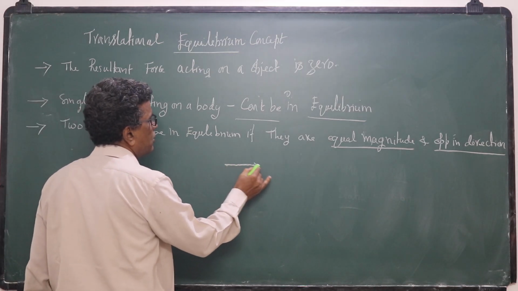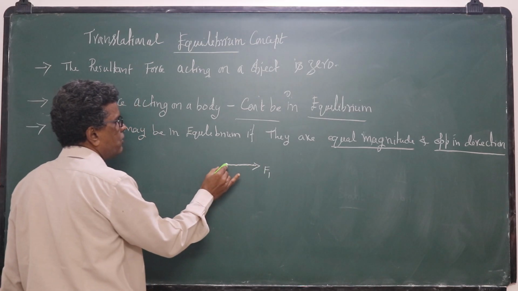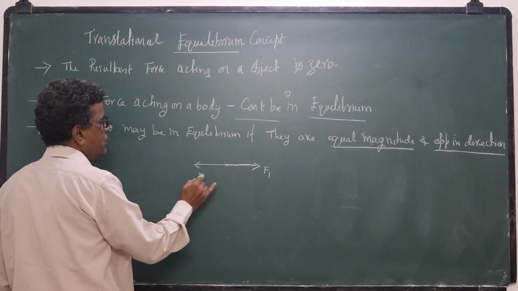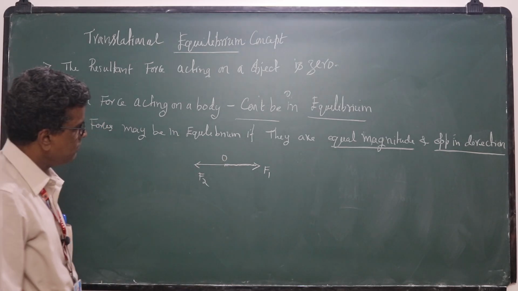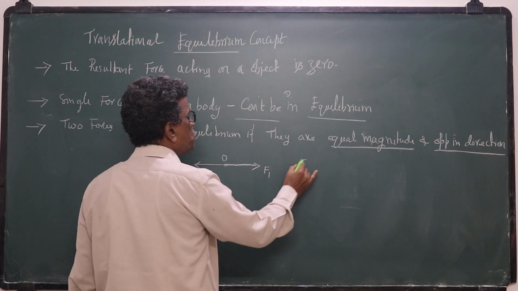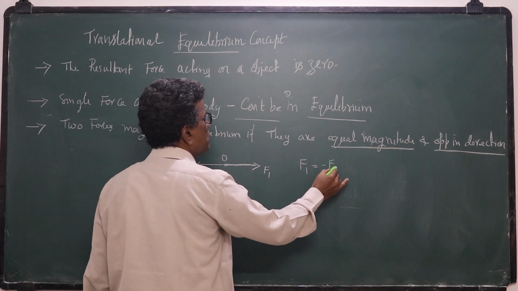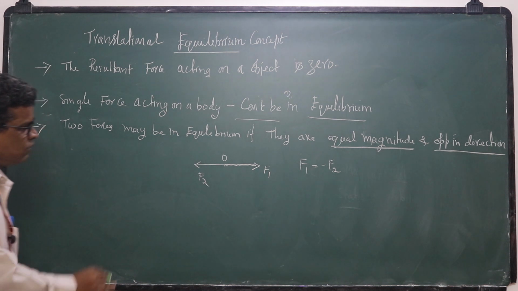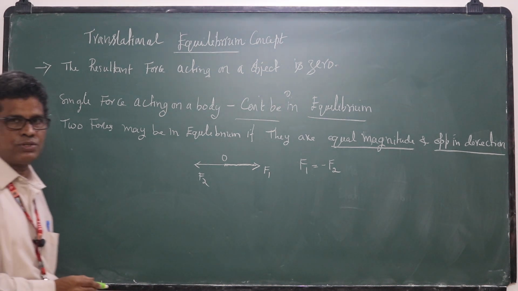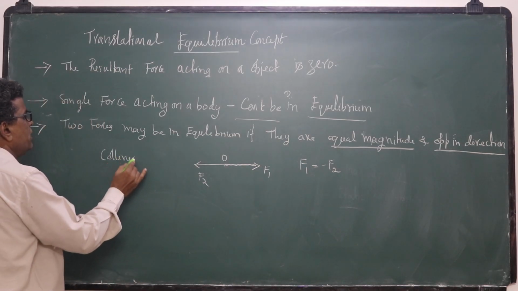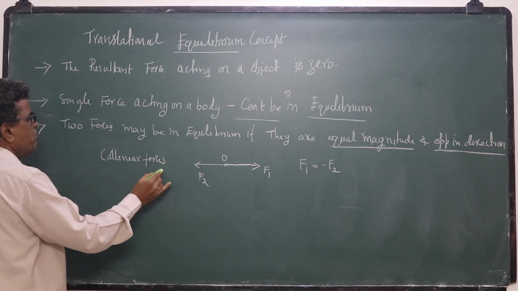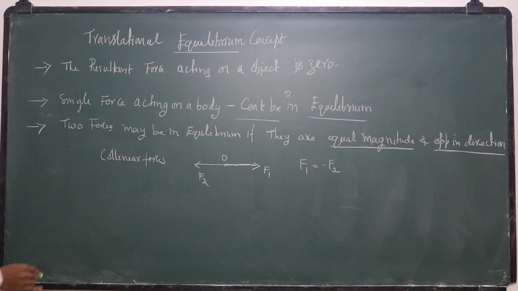Say for example, there are two forces F1, F2 acting on a point O simultaneously. These two should be equal and opposite. Then this body is in equilibrium. So these should be collinear forces. What is the minimum number of collinear forces to keep a body in equilibrium? The answer is 2.